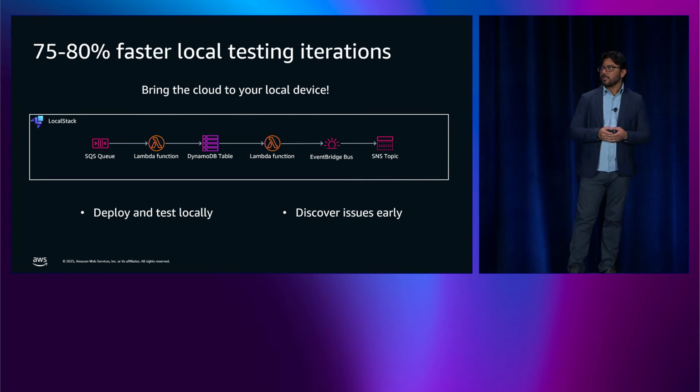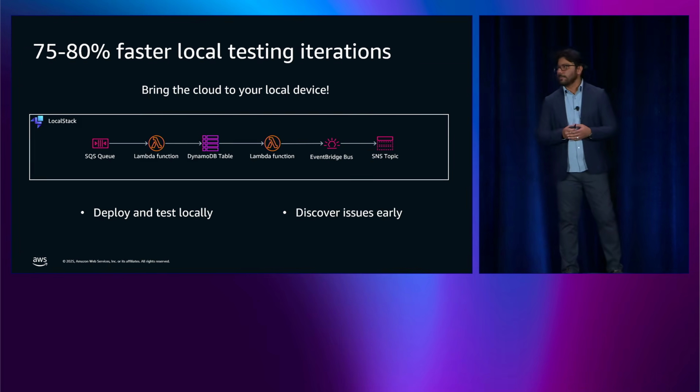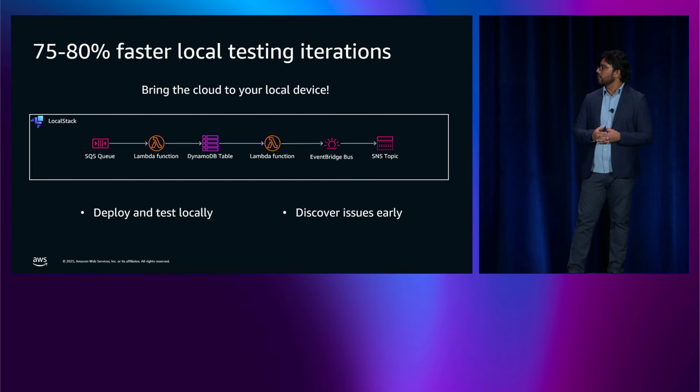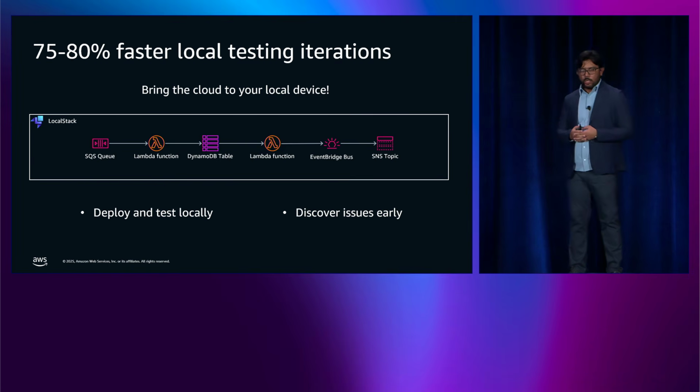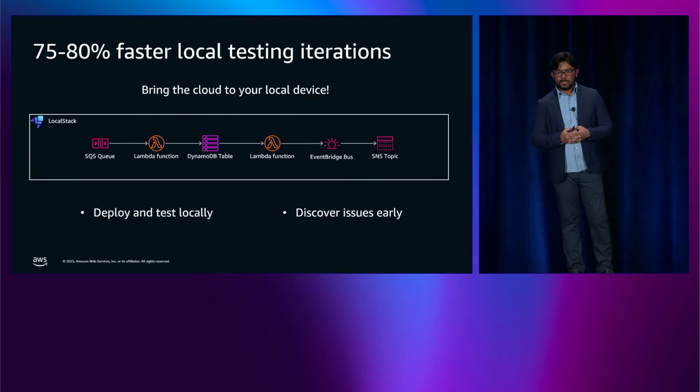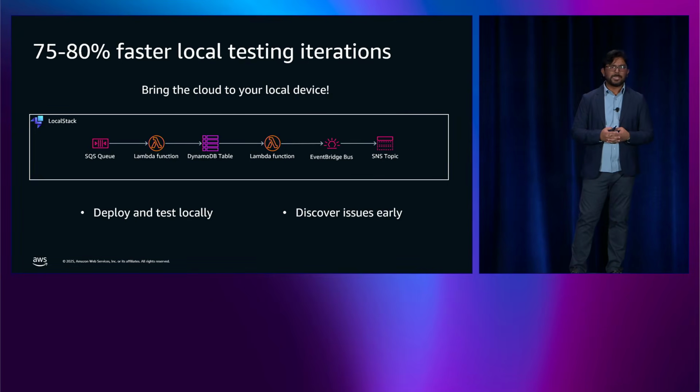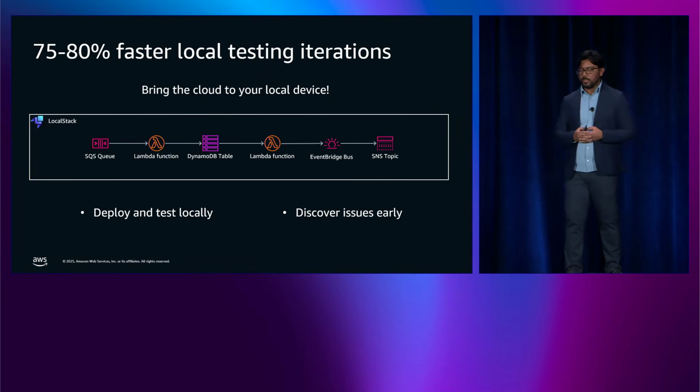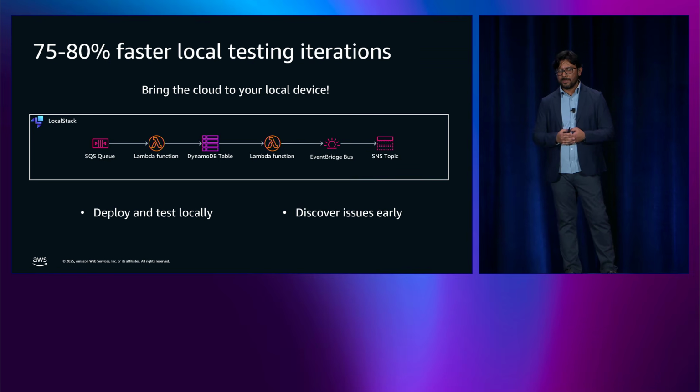The benefits are clear. 75 to 80% faster local testing iterations. Essentially, you can now bring the cloud to your local device. Locally emulated resources let you discover issues early in the development cycle. No more deploying to the cloud after each change. Simply deploy and test on your local device using LocalStack.